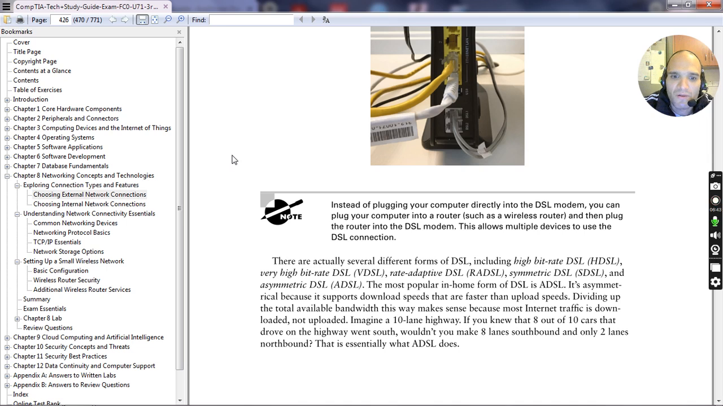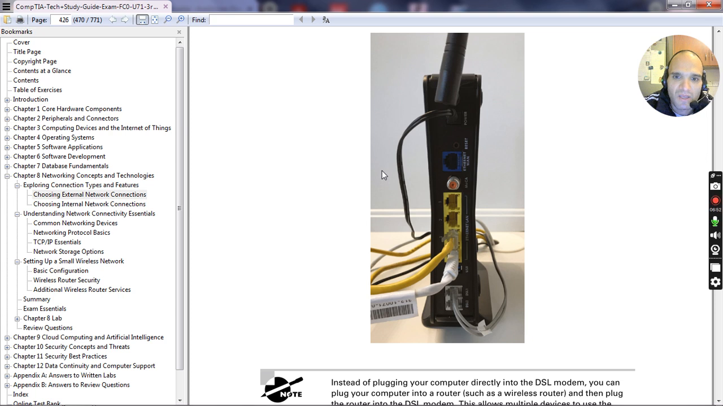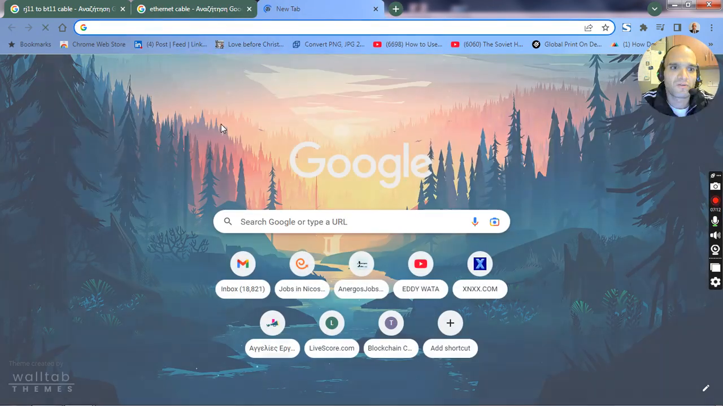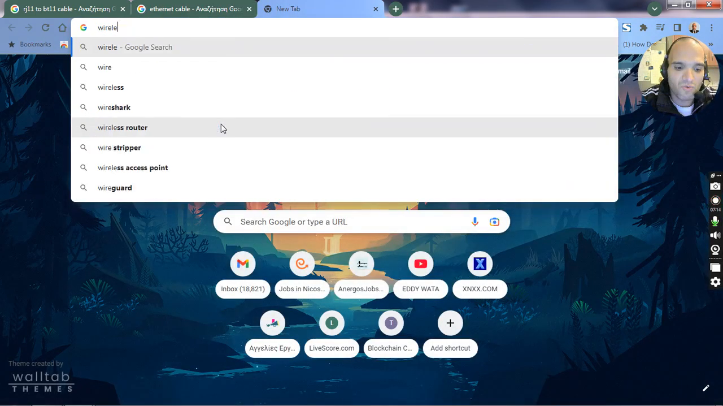So what the author of the book implies in this paragraph is that instead for us to connect a computer or a device directly in the Ethernet LAN ports of a particular DSL modem / router, we can do the following. So wireless router.